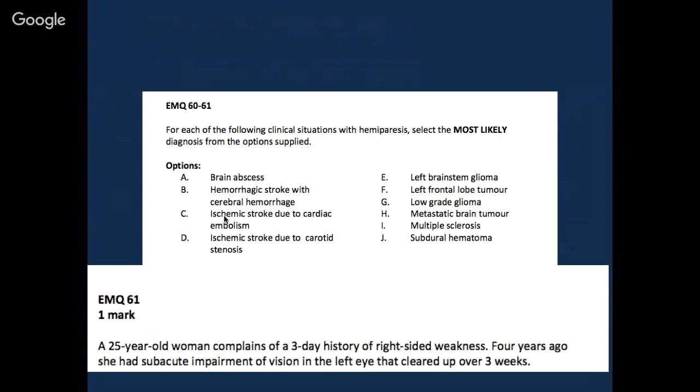Okay. You guys happy for me to just keep going with the questions? It'll only take like 5 minutes or more. A 25-year-old woman complains of a 3-day history of right-sided weakness. 4 years ago, she had subacute impairment of vision in the left eye that cleared up over 3 weeks. Who said MS? Good job. Okay, why is this MS? Why is this nothing else? Can anyone think of anything else that they would have considered this to be?